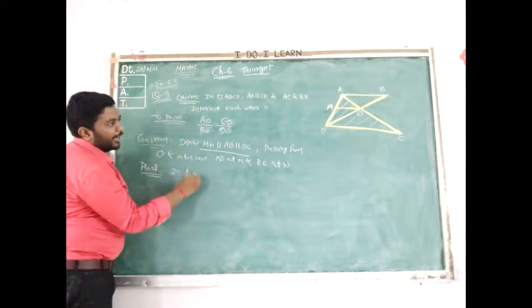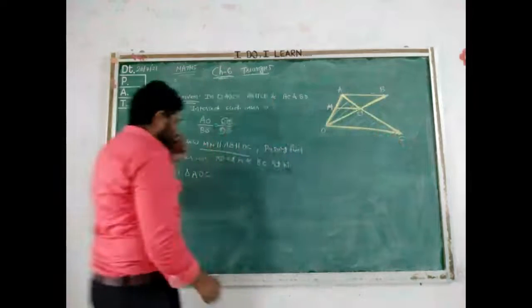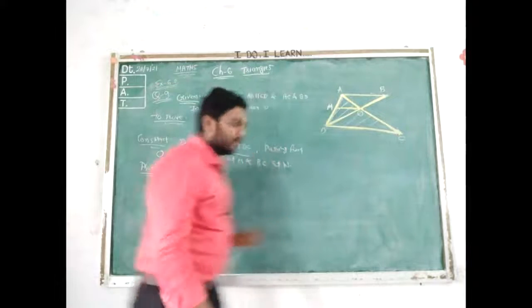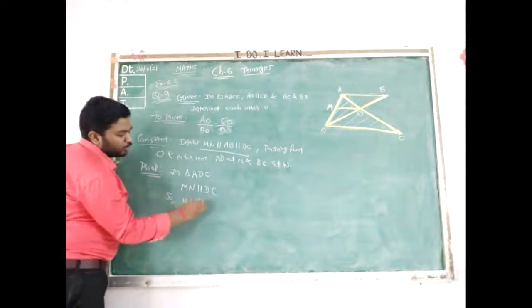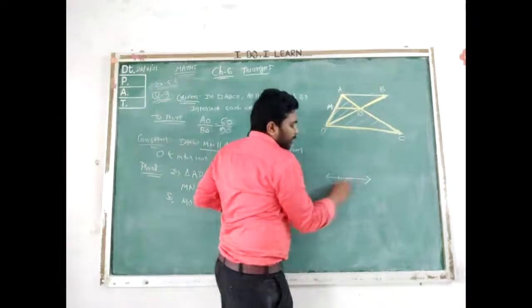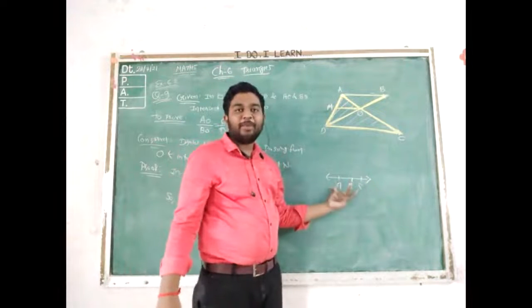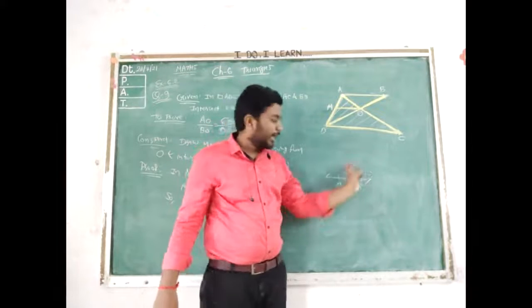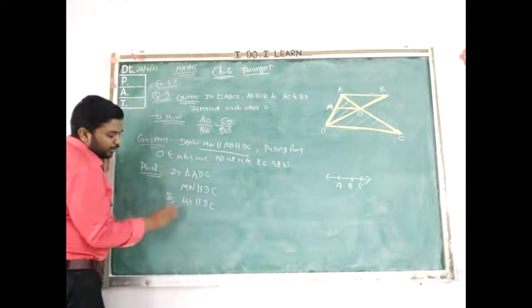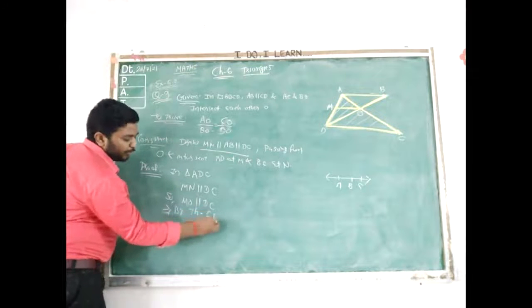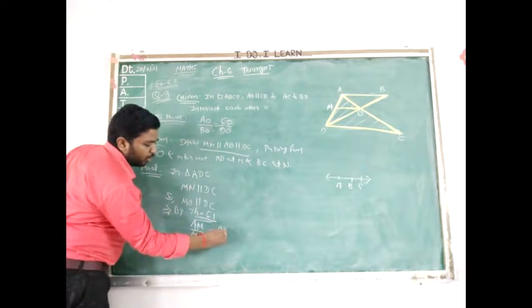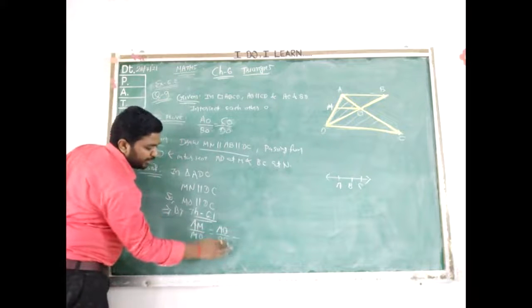Now proof. In triangle ADC, MN is parallel to DC. This whole MN was parallel to DC. So I can write MO is also parallel to DC, because point O is on MN. So that is why I had written MO parallel to DC. So based on this, by theorem 6.1, I can write AM upon MD is equal to AO upon OC, and I'm calling this equation number 1.